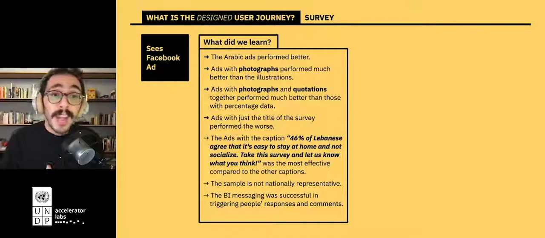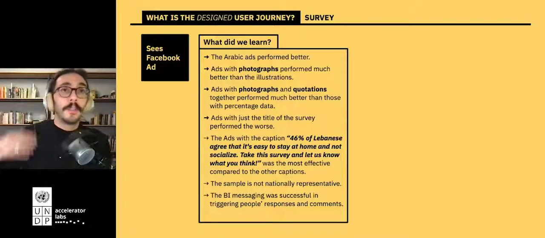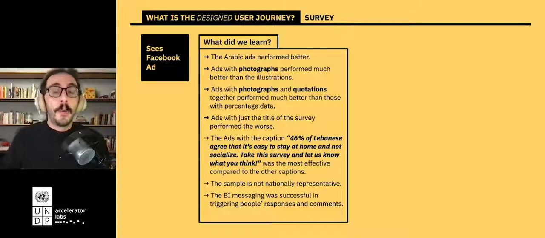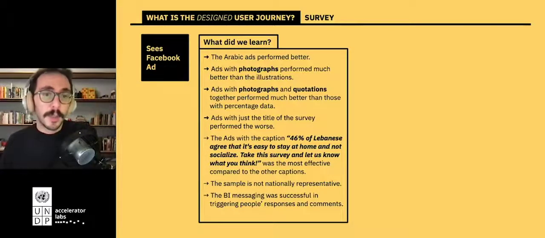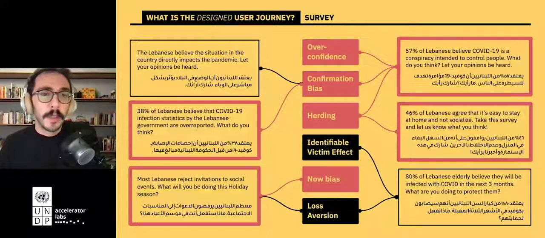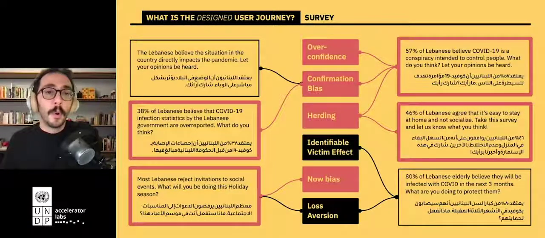The sample is not nationally representative, and this is in relation to what I mentioned earlier about Facebook targeting, how we used a broad targeting category. And finally, the BI messaging that we used was successful in triggering people's responses and comments. So these four captions are the ones that were the most popular, and the four behaviors were overconfidence, confirmation bias, herding, and denial bias.